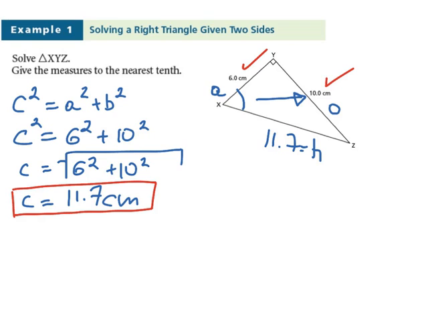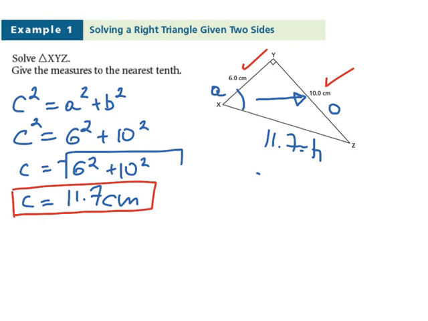It is often good practice to use the numbers that were given in the question originally, and not to use the answer we obtained through the course of the question, because 11.7 could be wrong. There could be an error in it. It could be rounding off problems. So that's why I'm going to use 6 and 10 to solve for this question. I'm going to use opposite and adjacent.